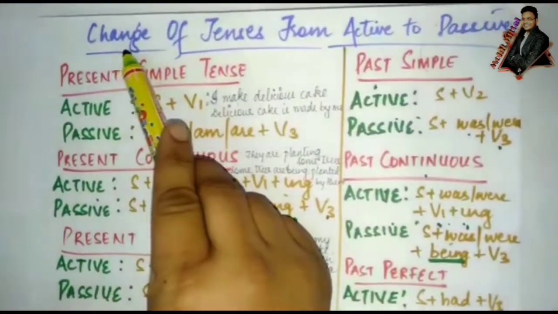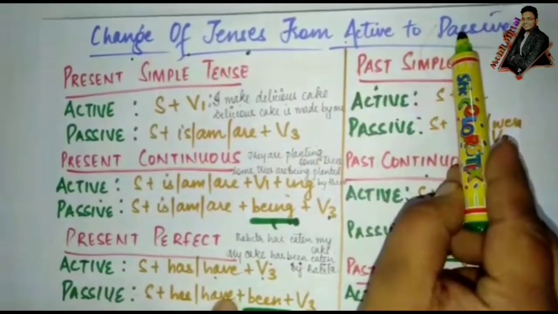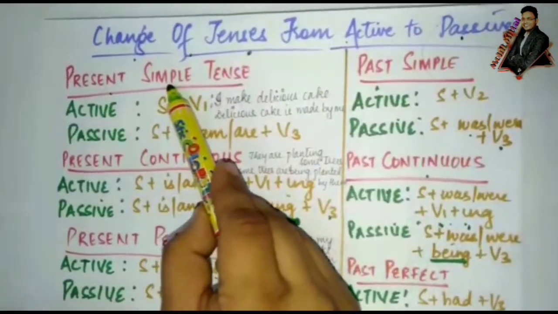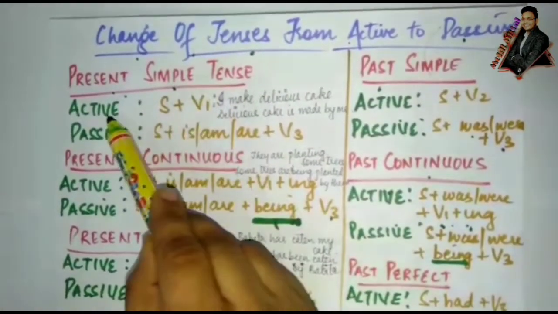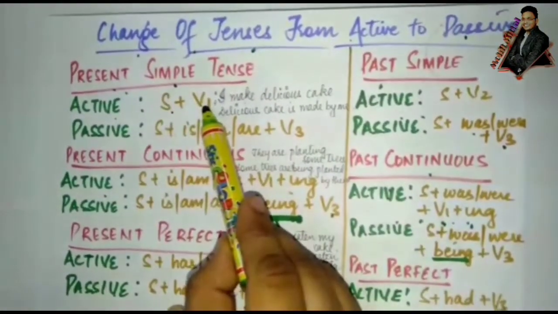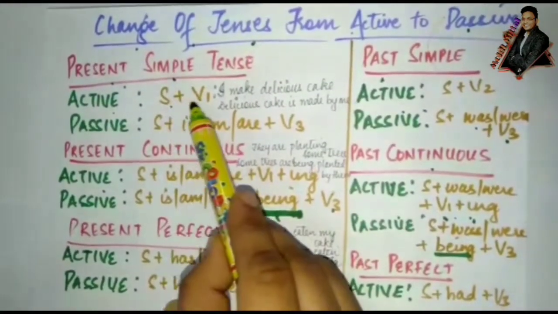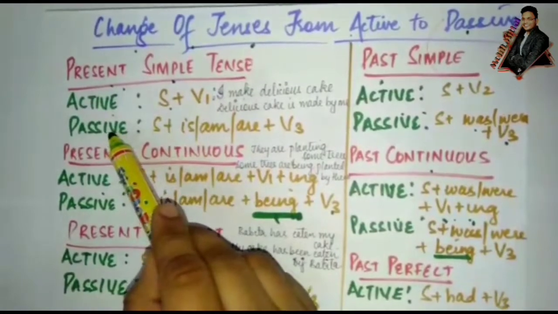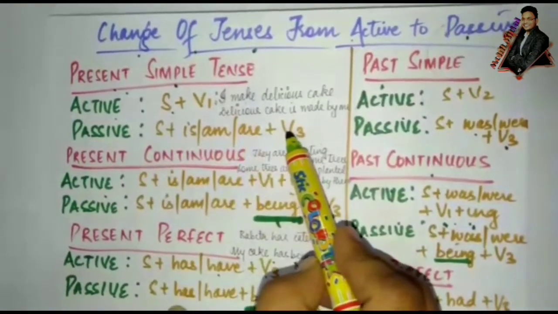Now let us talk about change of tenses from active to passive voice. Simple present tense, or simple tense, or present indefinite. Active: subject plus verb first form. Whenever we use a simple sentence in present tense, it is subject plus verb first form. And in passive voice, it becomes subject plus is, am, are plus third form of the verb.